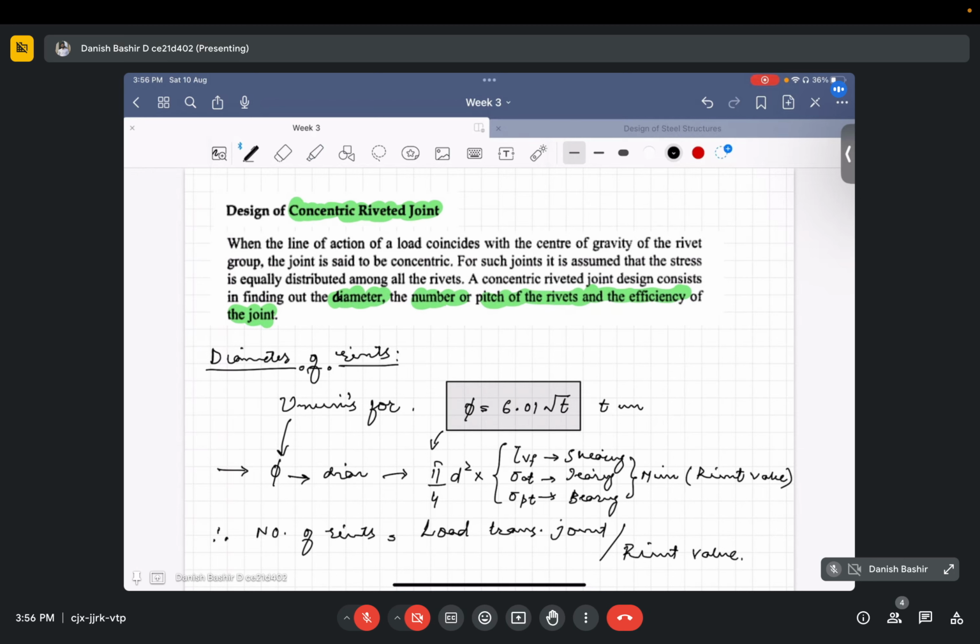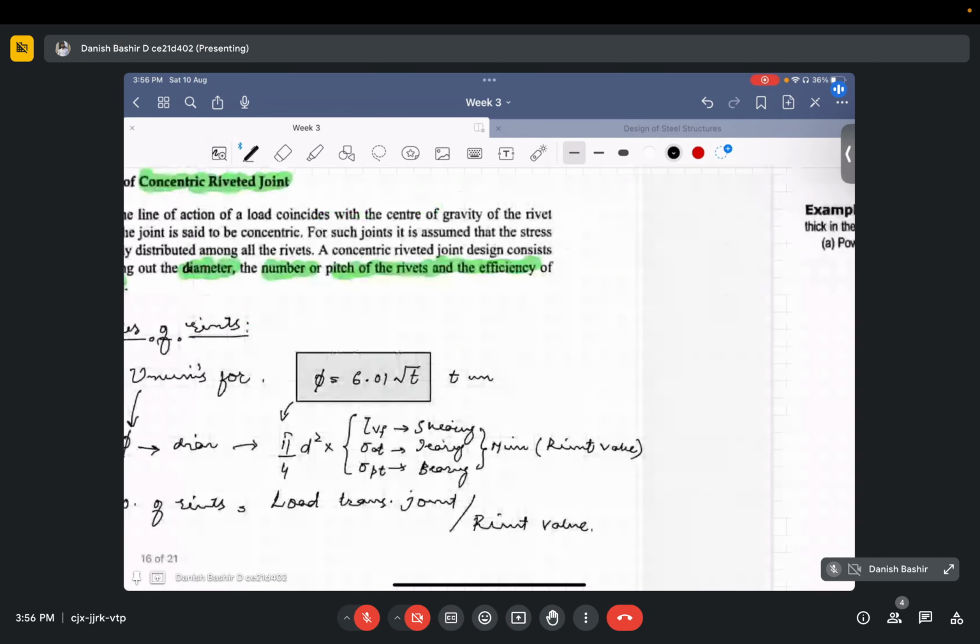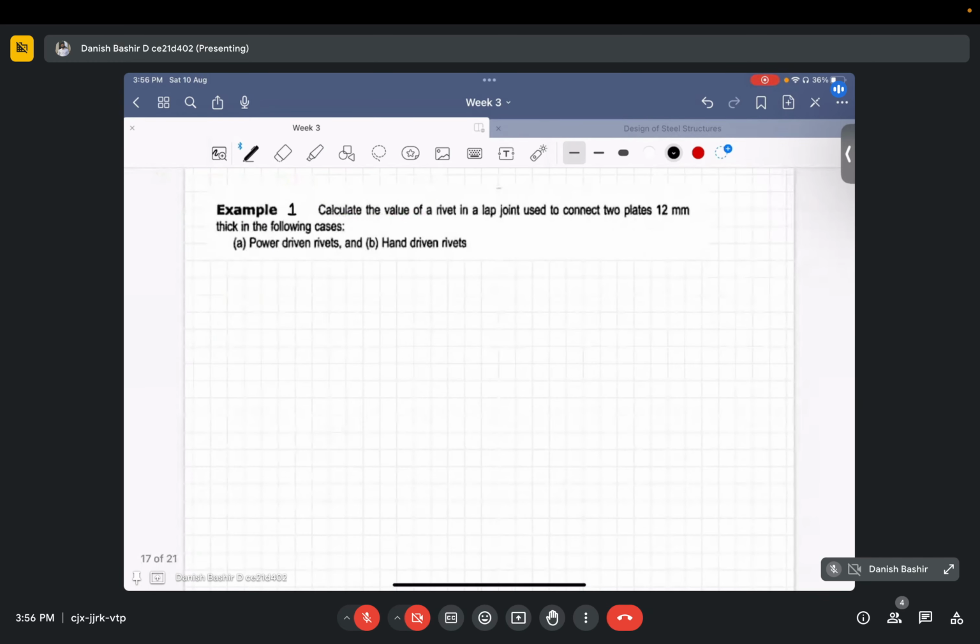we will solve one numerical problem on this so that you can easily understand whatever I am talking about. Then we will calculate all the different values, such as the efficiency of the joint and other things. So let me take you directly to the example problem. From that you will get a clear indication.